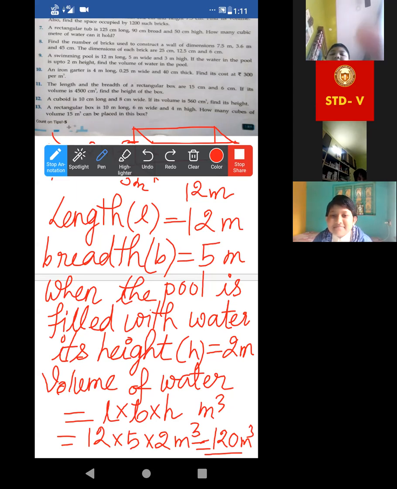Now the 8th one. Find the number of bricks used to construct a wall of dimensions 7.5 meter, 3.6 meter, and 45 centimeter. The dimension of each brick is given. This one I will do; number 8 I will complete on the next day. On the next day, first I will complete 8. Then I will start profit and loss. Your homework is only this 7.